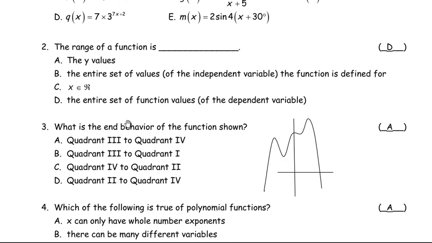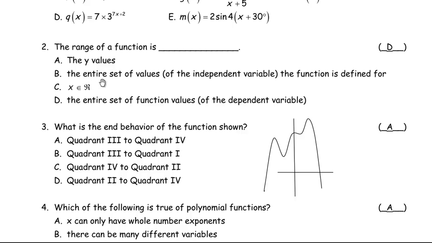For number 2, the range of a function is, and the correct answer is D here, the entire set of function values of the dependent variable. A, the y values, isn't really a very good definition. It's probably the second best one here, but it's not as good as D. First of all, it's all the y values the function's defined for. The dependent variable doesn't always have to be y.